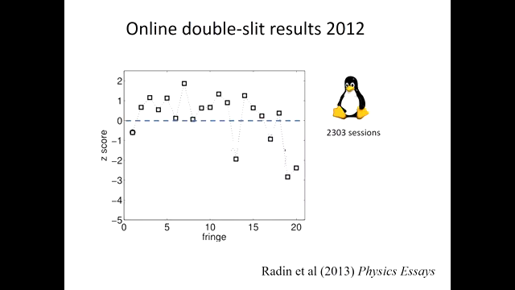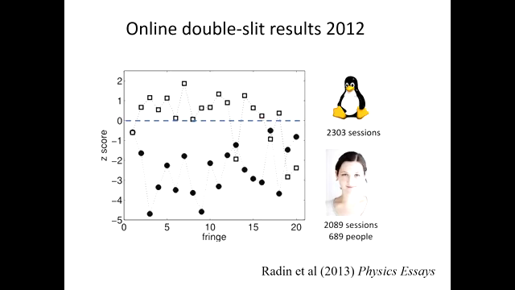There are 2,303 sessions done by the Linux system. These are the middle 20 fringes of the interference pattern. And it shows in terms of z-scores where it was. There's one or two of them that were around 3 sigma, but overall it was pretty close to chance. And this is what we got with human observers. So some, again, approached 5 sigma differences. That was 2,089 sessions by 689 people around the world.